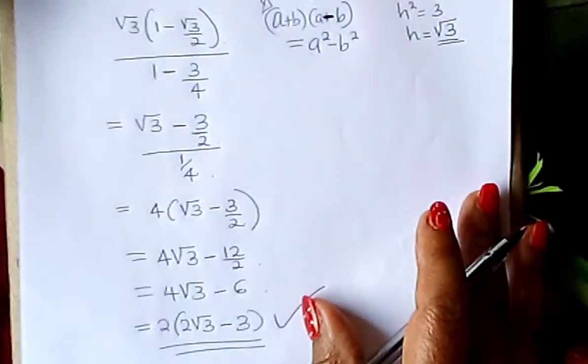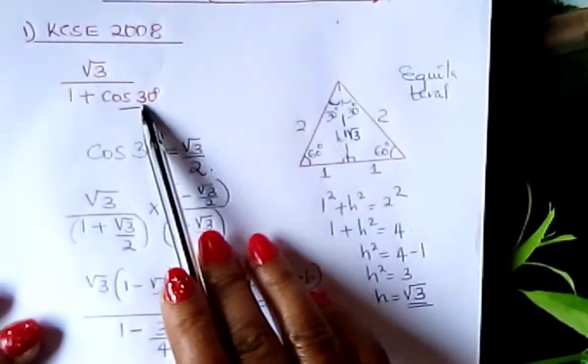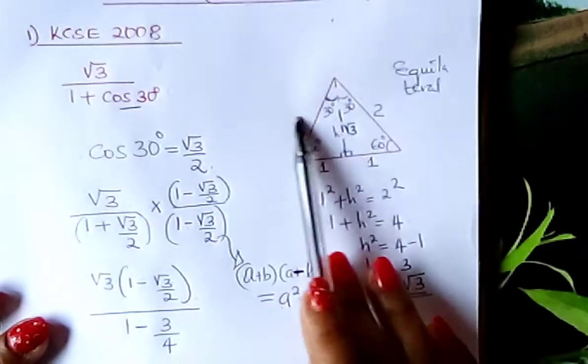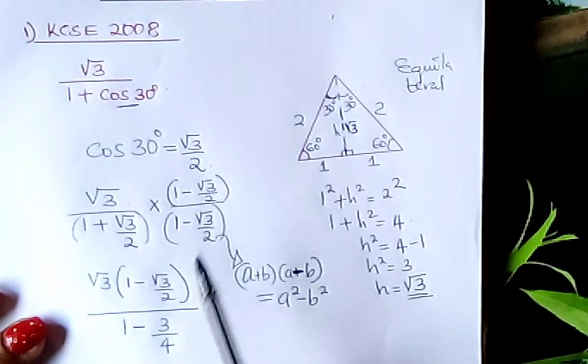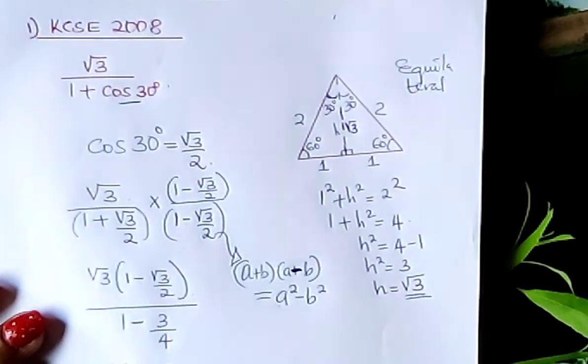So learner, go and practice. To get this trigonometric ratio of 30, you have to draw this equilateral triangle of side 2 to get it, and then you fix it there, multiply with the conjugate, and then you simplify.